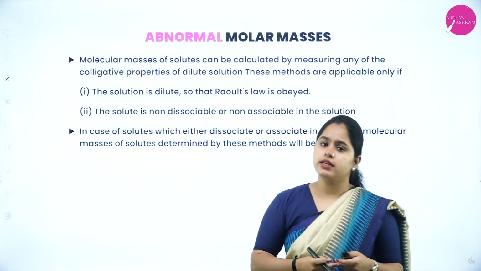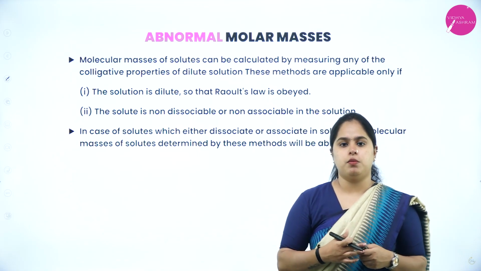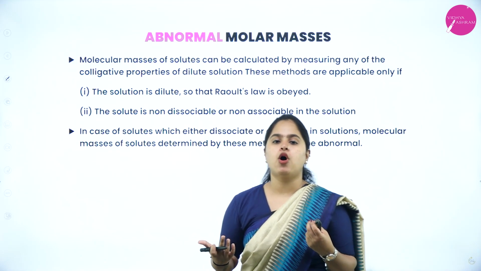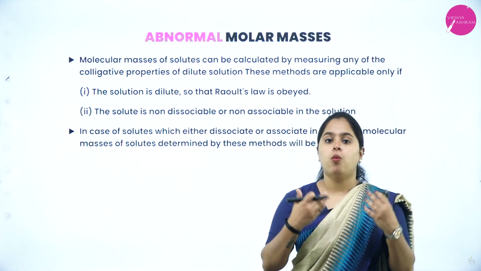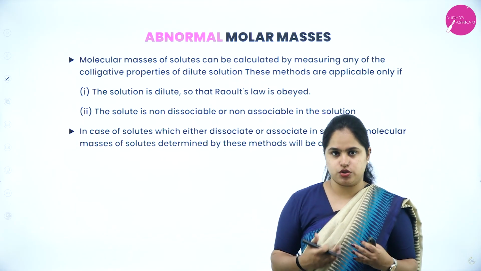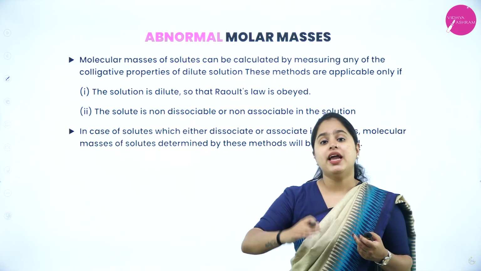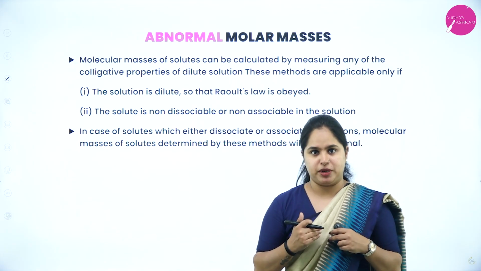Now moving on to the last concept of this chapter, that is abnormal molar mass. From the name itself, abnormal. What is abnormal molar mass? Actually through the experiment, the molar mass you are supposed to get, you won't be getting that exact value. It will be either higher or lower than the molar mass which is expected.